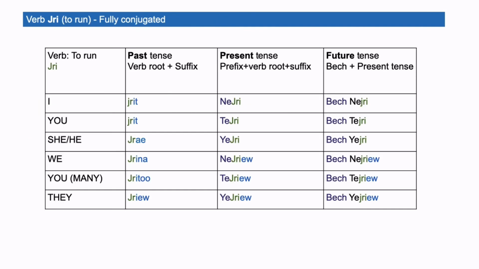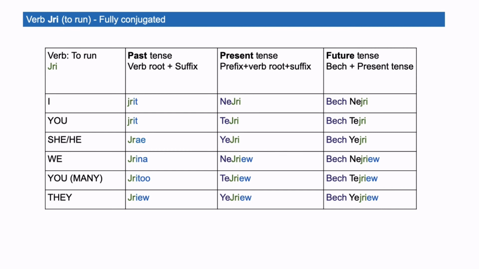Let's do the same thing with the verb jri, to run, fully conjugated. As you can see, suffixes, prefixes are exactly the same. The root of the verb is the only thing that changes because, well, it's a different verb. So in the past tense, I ran, jrit. You ran, jrit. He ran, jre. We ran, jrina. You, as in many people, ran, jritu. They ran, jriu. In the present tense, I am running, nejri. You are running, tejri. He is running, yejri. We are running, nejriu. You, as in many people, are running, tejriu.